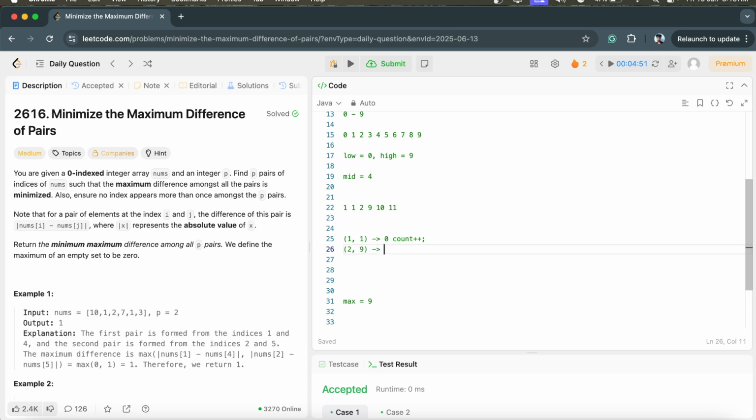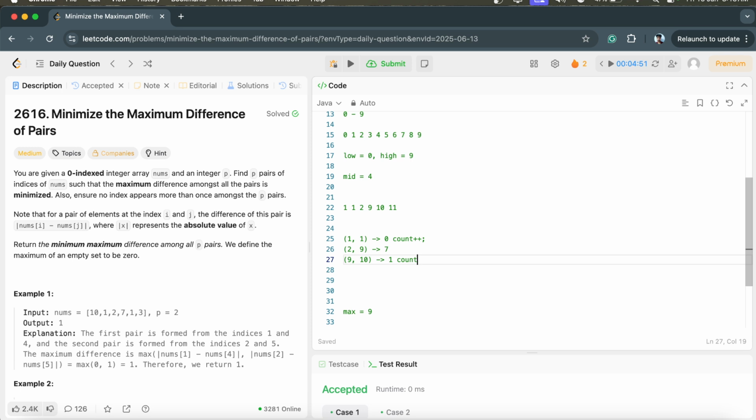So here the difference between this 2 and 9 is what we get, 7. So 7 is greater than this 4. So this is not the answer that we are looking for. So the counter will not get incremented. Next pair that we can check is between 9 and 10. So between 9 and 10, what is the difference that we are getting? It is basically 1, right? And 1 is basically less than this 4. So now the counter we can increment.